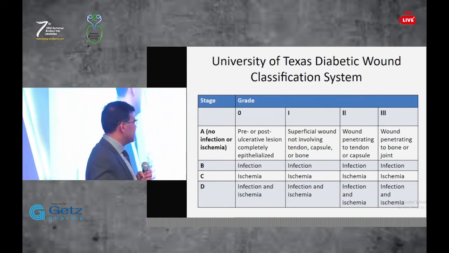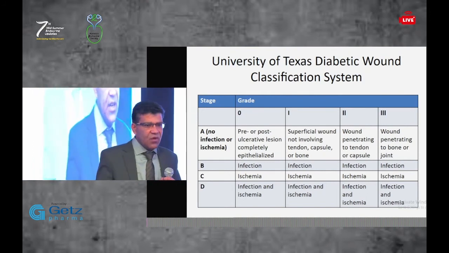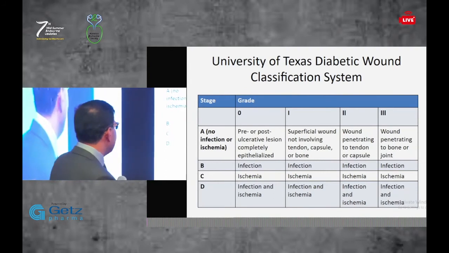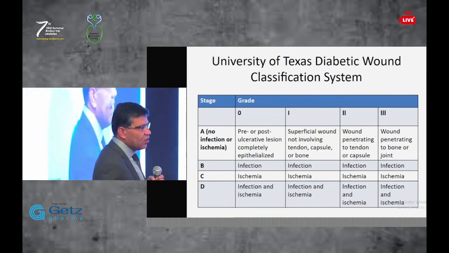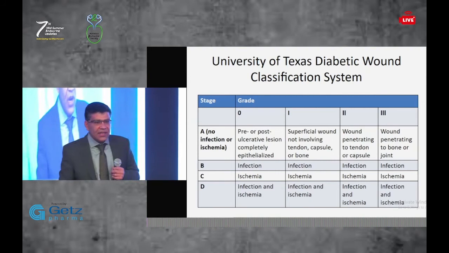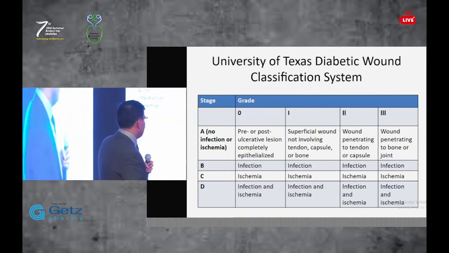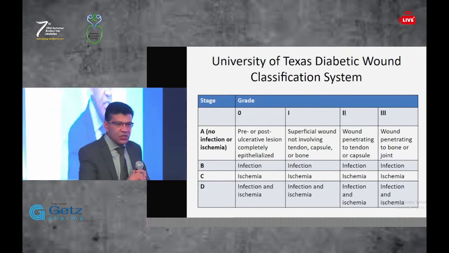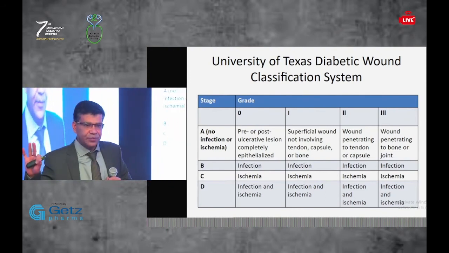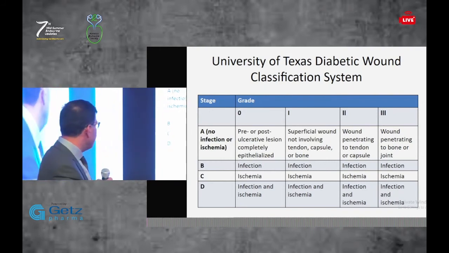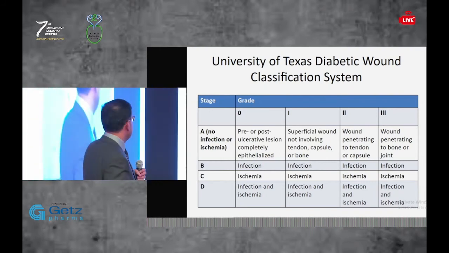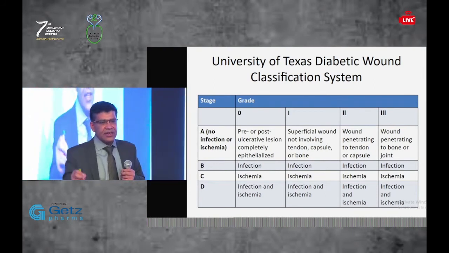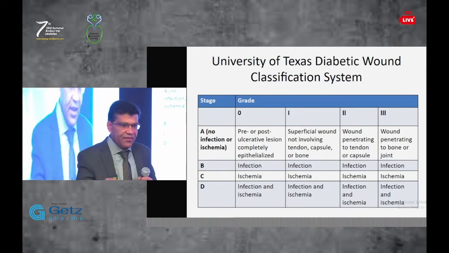And grade 1 is the superficial wound. It doesn't involve any capsule or muscles. And in grade 3, the wound penetrates to the tendon or capsule. And in grade 4, there is involvement of the bone, that is, osteomyelitis. But in the staging, we'll see whether, in A, there is no infection, no ischemia. In stage B, there is infection. In stage C, there is ischemia. And in stage D, there is both ischemia and infection.